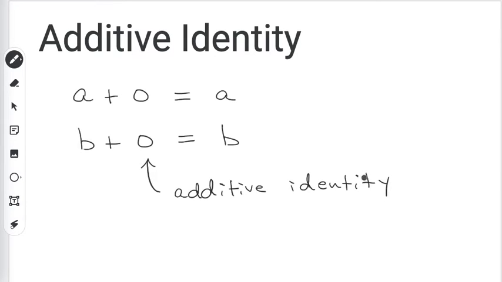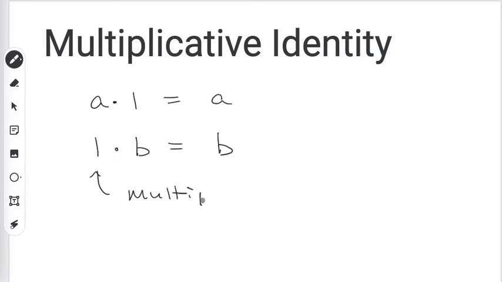There is an additive identity, but there's also a multiplicative identity. So what number can you multiply anything by and get the same thing back? That number would be 1. So A times 1 would just be A. 1 times B, that would just be B. So we call 1 the multiplicative identity. And once again, the identity is just an element that when you add it or multiply it to something, you get the same thing that you started off with back. It doesn't change anything.